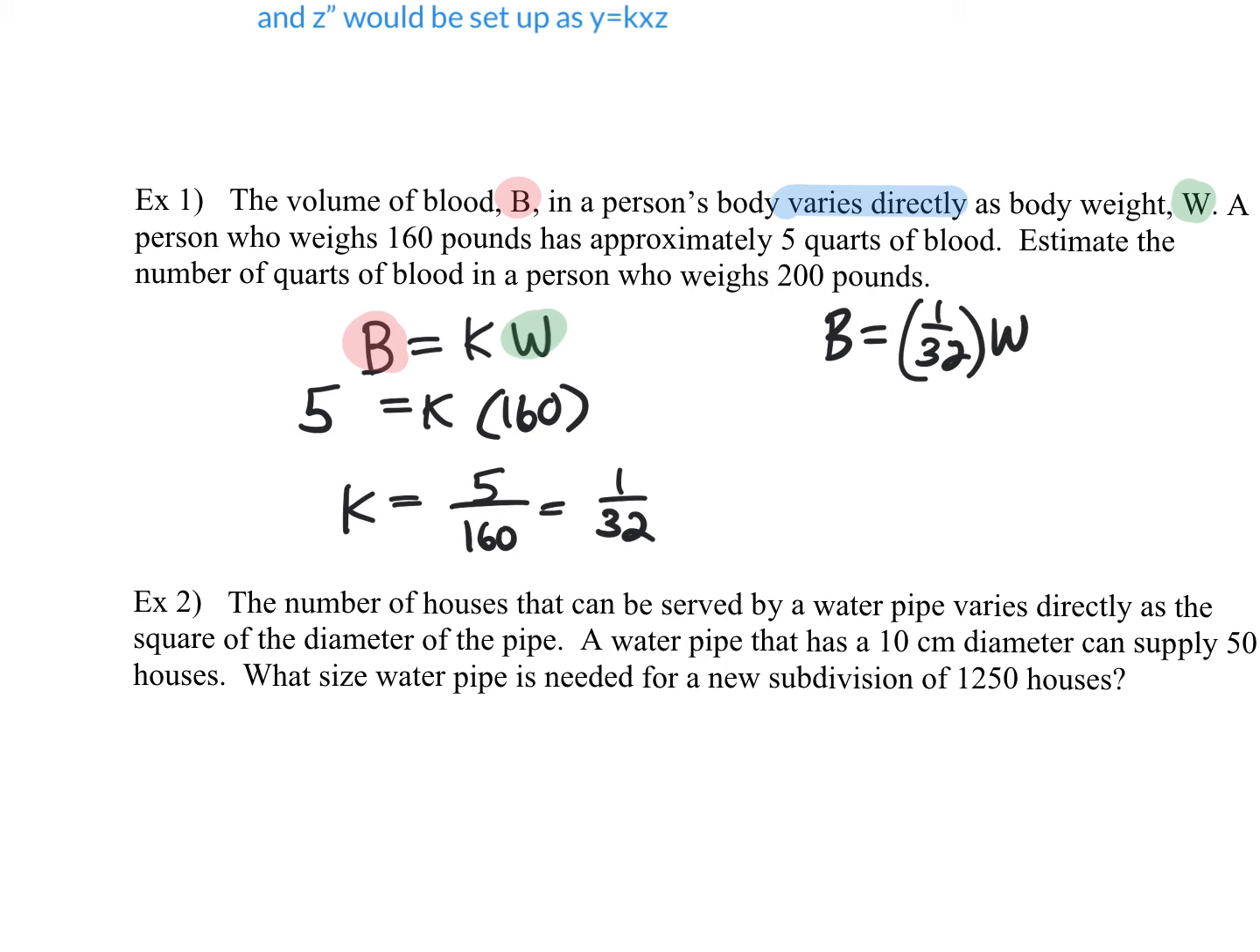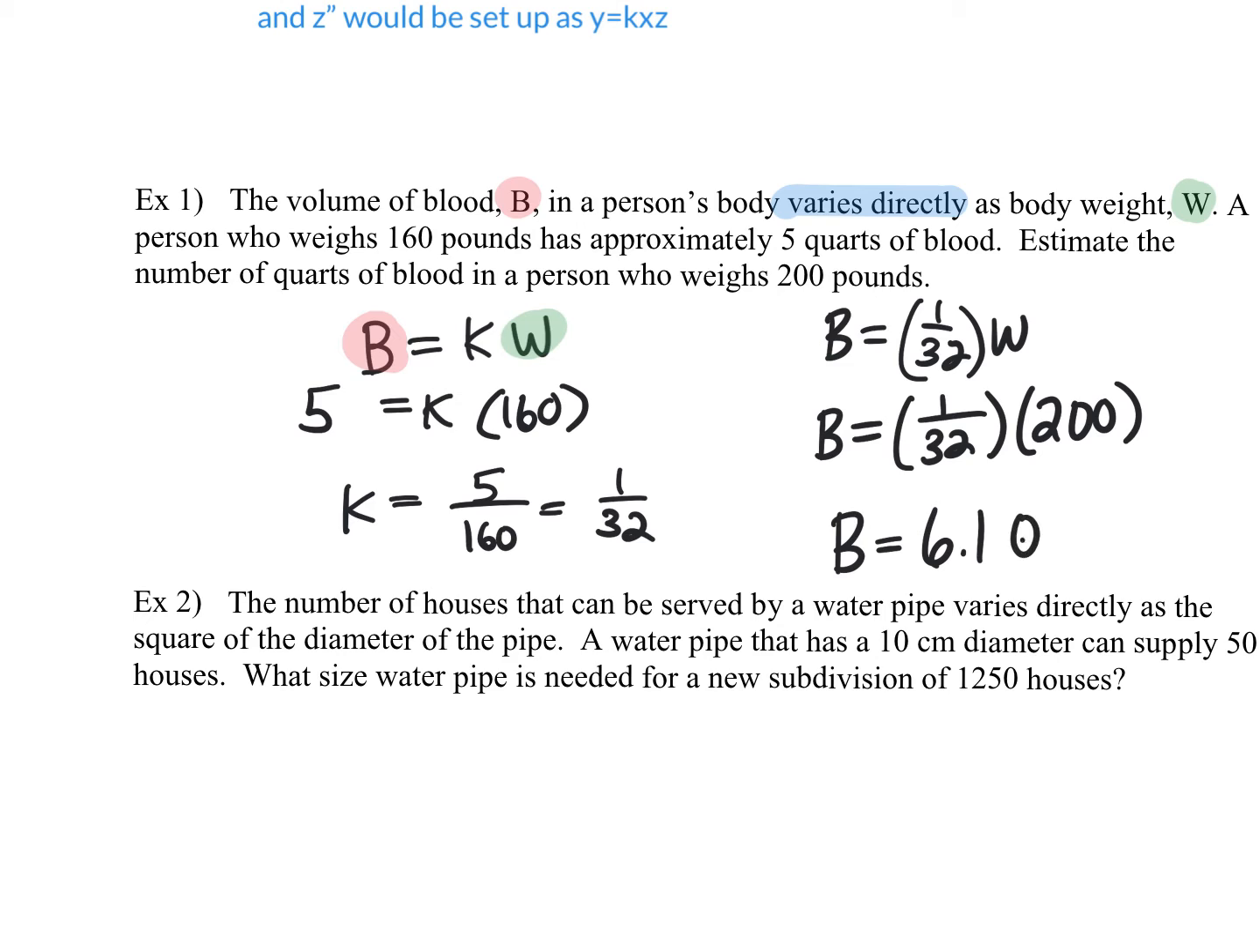And now they tell us some other information, right? They want us to estimate the number of quarts of blood for a person who weighs 200 pounds. Well, now we only have 2 variables. I'm going to figure out the amount of blood B, and the way that's going to work is 1 over 32 times the weight given, in this case 200. I'm going to calculate that, and I will find my B value, the amount of blood for a person who weighs 200 pounds, to be 6.1 quarts. So the first thing I did, I set up my equation. The second thing I did is I solved for k, and then the third thing, I solved the equation using k.